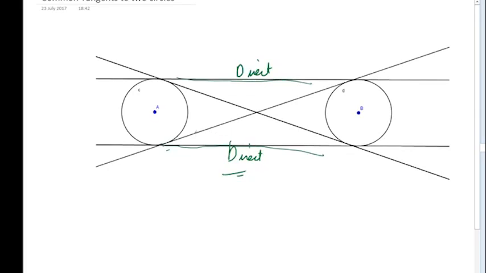And then there are two of this sort, which are transverse tangents. So for them, one circle is on this side and the other circle is on the other side. So there will be two of that sort. So total 4, out of which they are split like this.